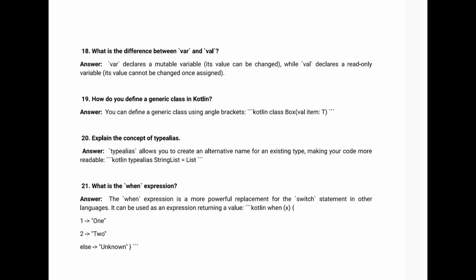19. How do you define a generic class in Kotlin? Answer: you can define a generic class using angle brackets. Kotlin class Box.